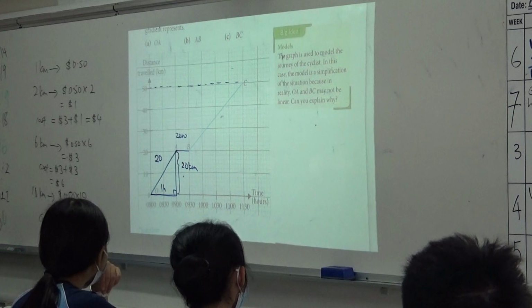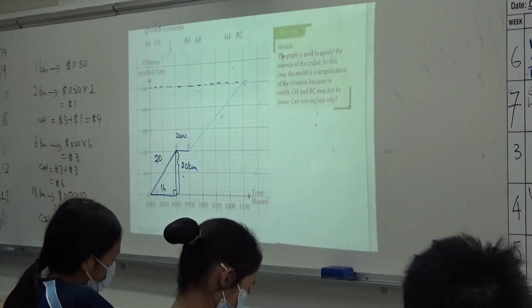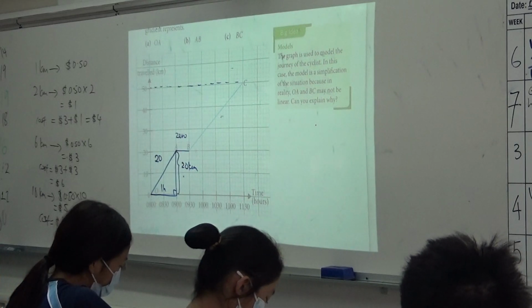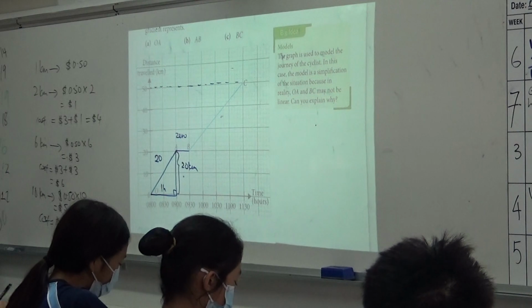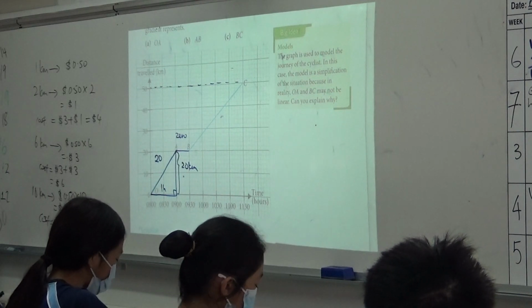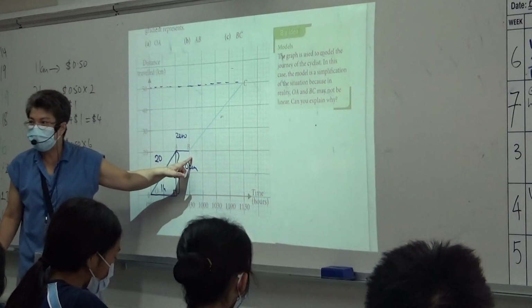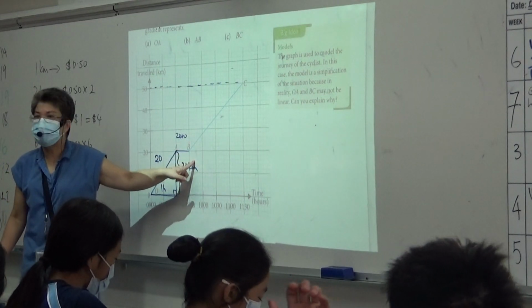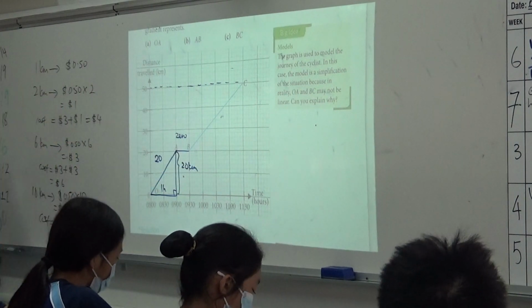Okay, so all of you look at the textbook, this is what they say. Gradient OA is 20 kilometers per hour. That means the average speed is 20 kilometers per hour. Are you clear? Okay. Next one. This one is obviously gradient 0. Gradient 0 means the cyclist is not moving. Understand? Okay. Alright, look at the next page.